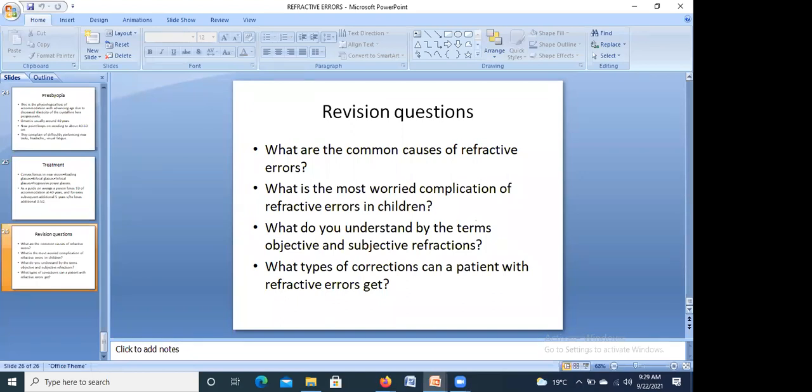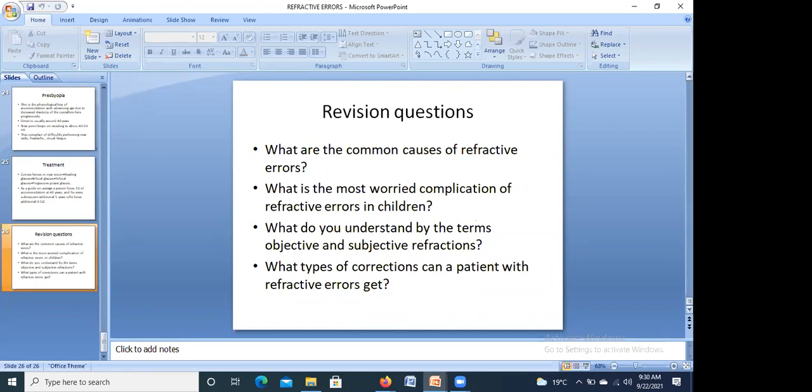No. Myopia, you have a problem, you cannot see far. That's why we call it short-sightedness. You can see near, but you don't see far. That's what myopia refers to. It is hypermetropia where you can see far, but you can't see near.